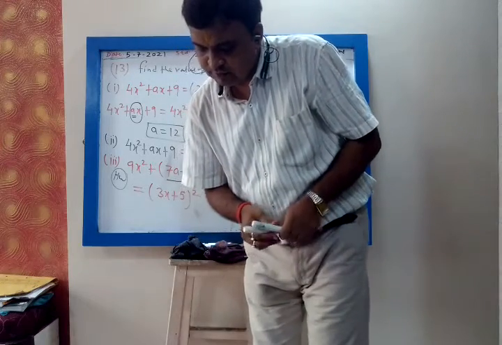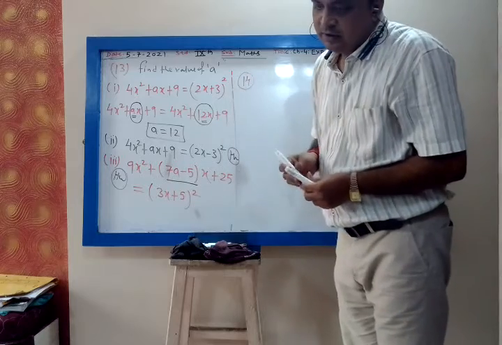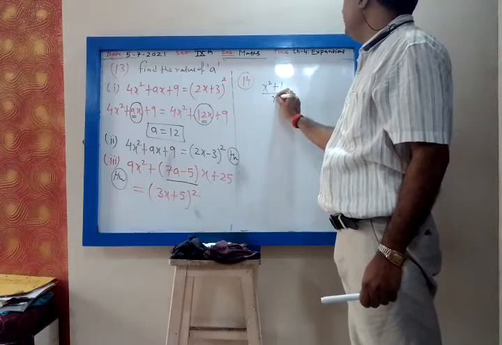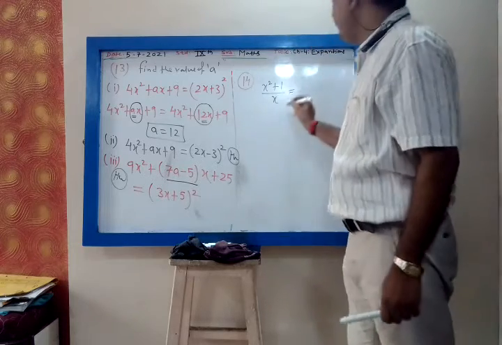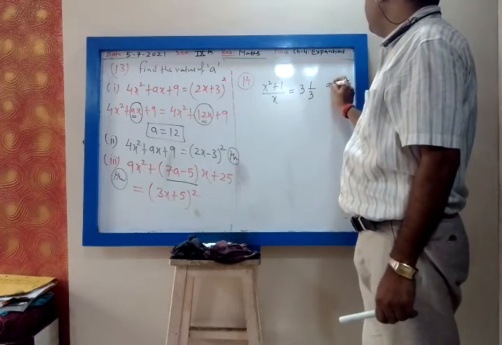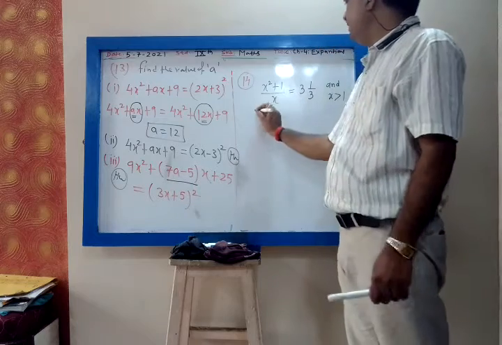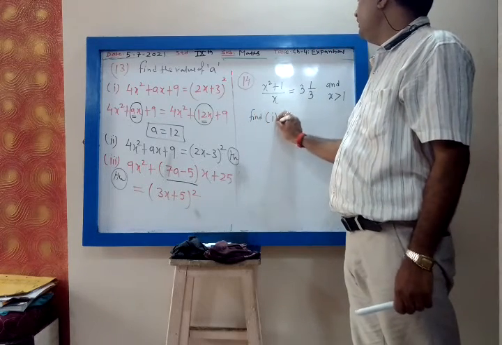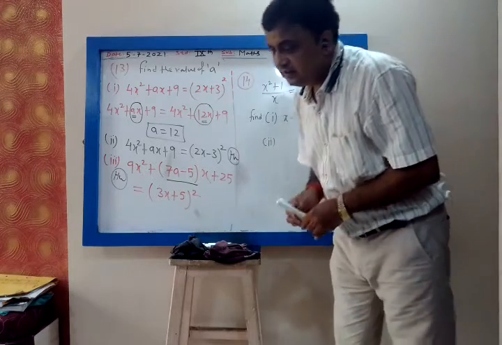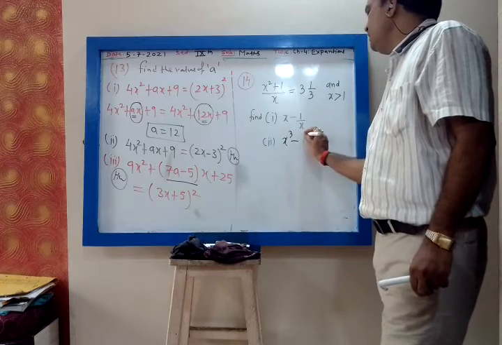Then 14th. If x square plus 1 whole divided by x is equal to 3 1 by 3, and it is given x is greater than 1, x is greater than 1 means x is positive. Find x minus 1 upon x, and second, x cube minus 1 upon x cube.